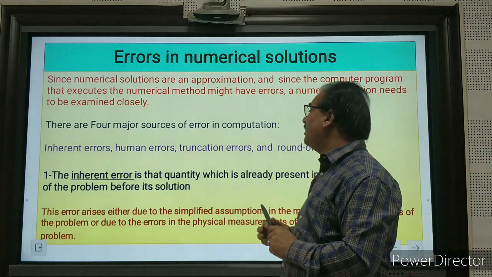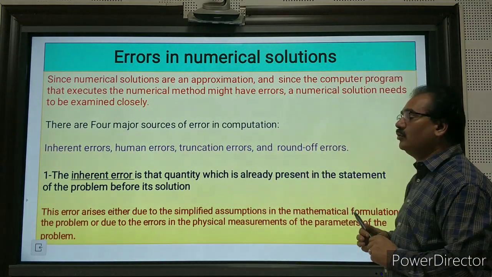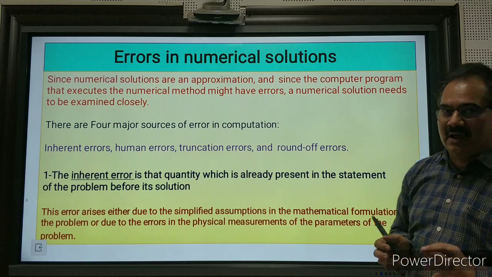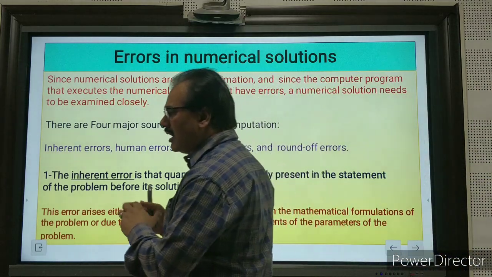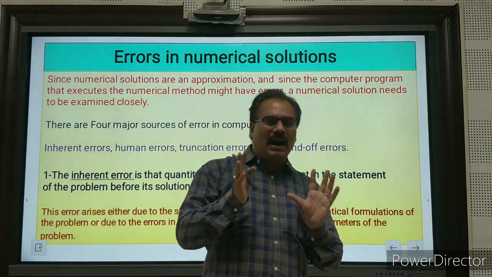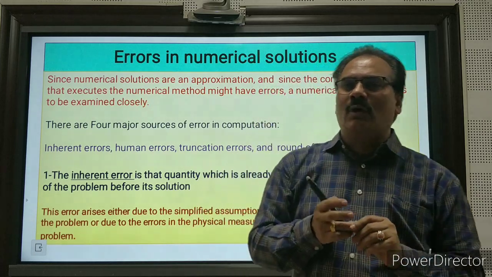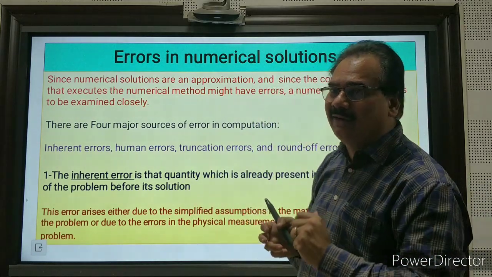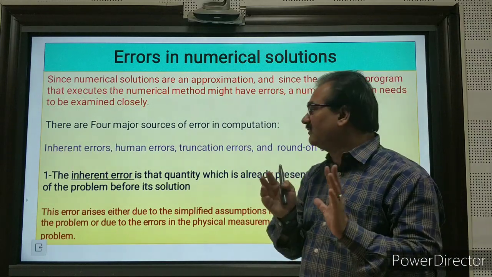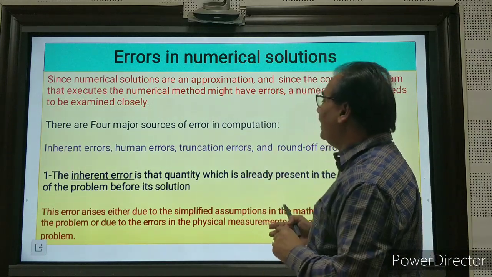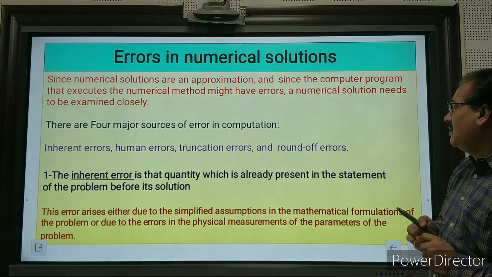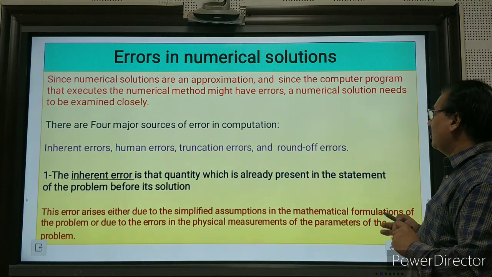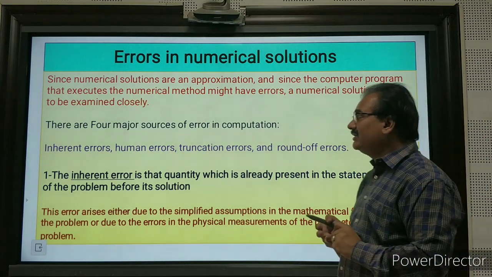Okay, so there are four major sources of error in computation. अब कौन कौन से error हो सकते हैं, तो इस PPT में, and at the end you will at least have the knowledge of how many kinds of error we should take care of during numerical computation. So the first error is inherent error, second is human error, third is truncation error, and last is round off error. So what is the inherent error?